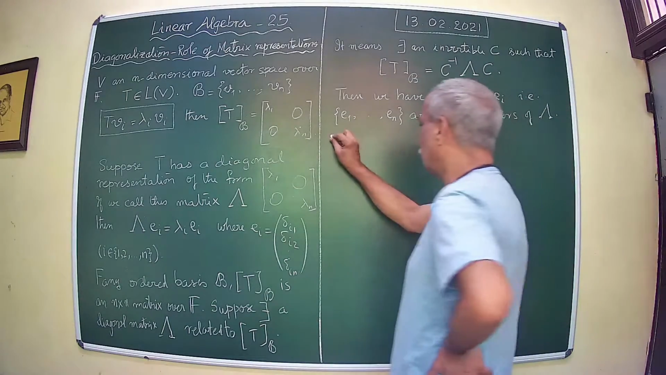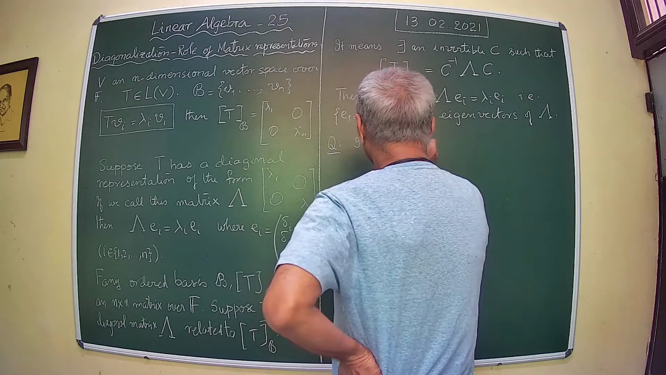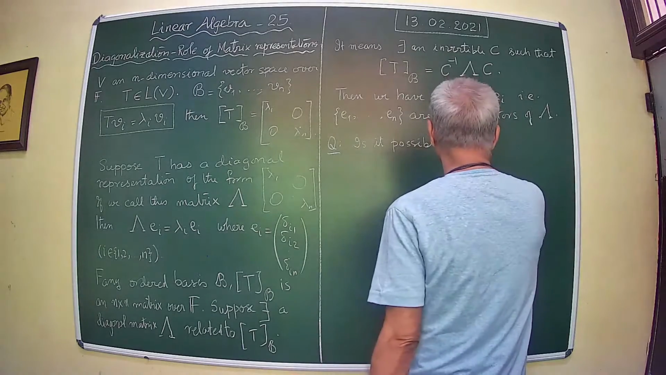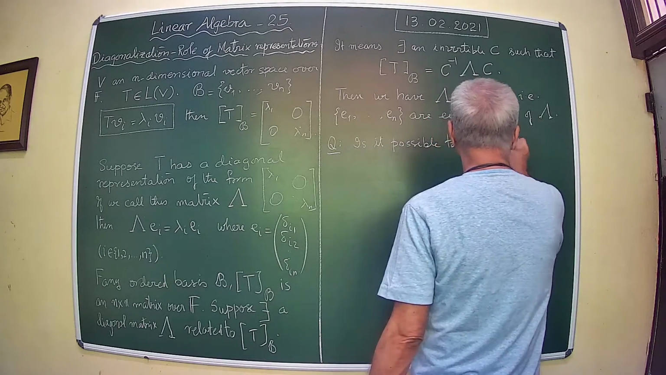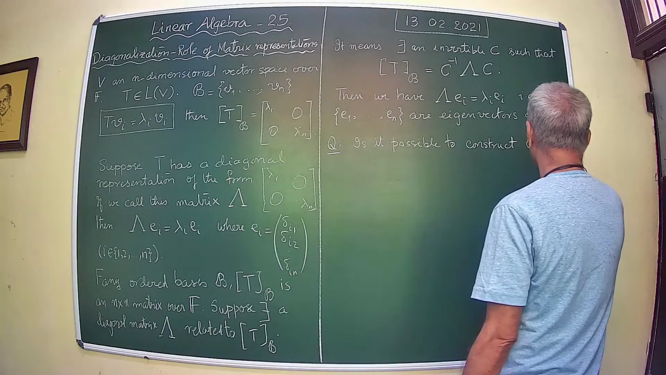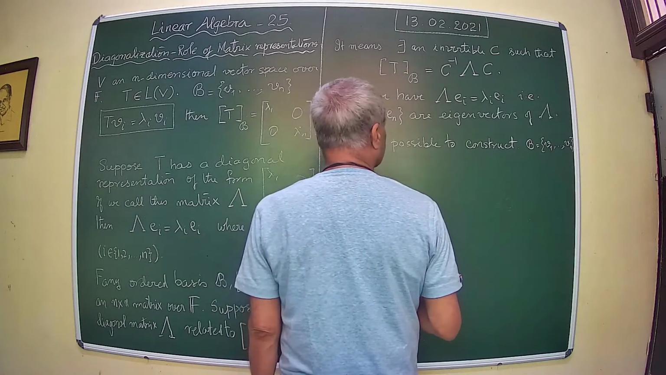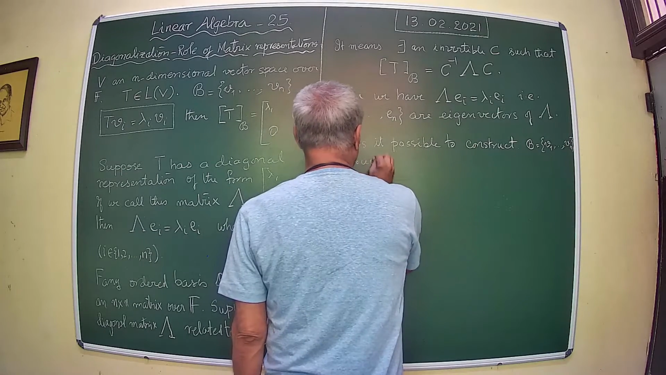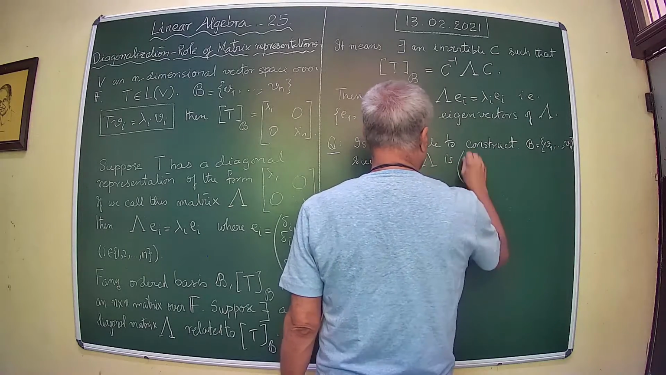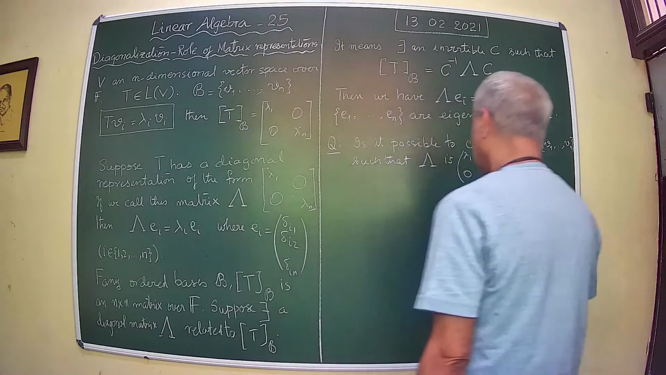the question that you ask is the following: is it possible to construct B, the ordered basis V1, V2, up to Vn, such that... let us explore this problem.